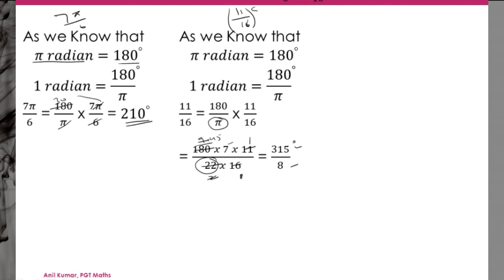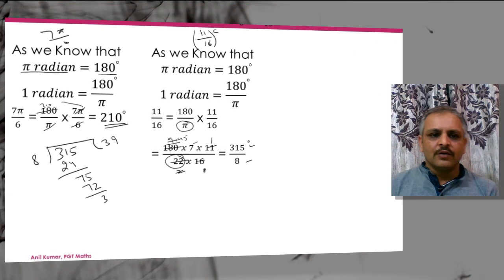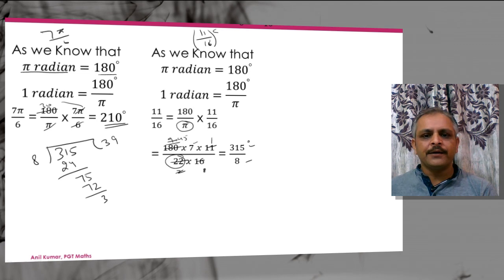So first of all, 315 I will divide by 8. 8 3 is a 24. So it will be 7 and 5. 8 9 is 72. So I can say that this is 39 complete degree, and remaining 3 by 8. 39 degree and 3 by 8 degree we will convert into minute.